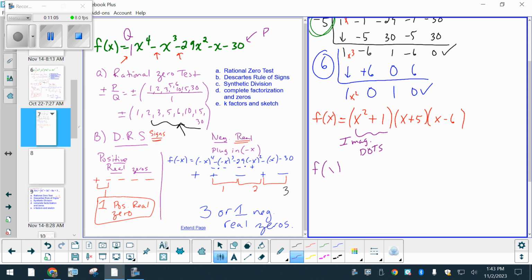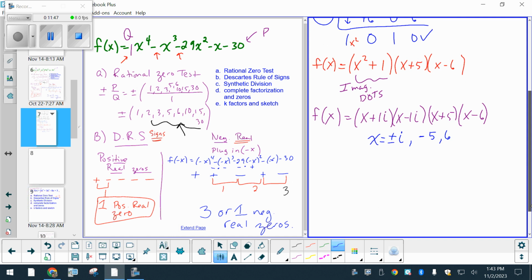Okay, so we're going to factor that. You just do the square root of 1, right? And then you put an i with it. So it will be x plus 1i, and then x minus 1i. And then I bring the other 2 down. Okay, and this is the complete factorization. Underneath it, you want to write your zeros. So we have plus or minus i, -5, and 6. And if you notice, we have one positive real zero, which matches your Descartes rule of signs, and we have one negative real zero, and the other 2 are imaginary.